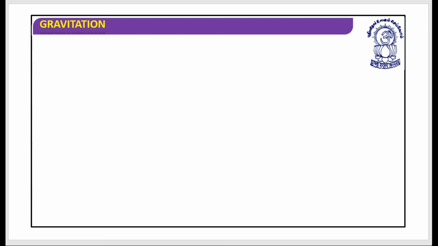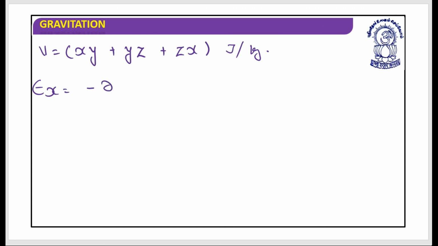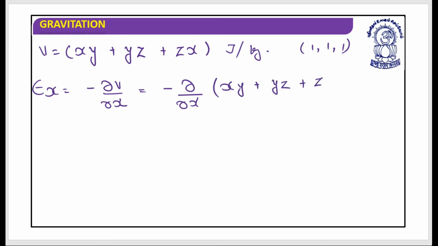Let's have a look. The potential I have been given is xy plus yz plus zx, in joule per kg, and I need to write down first Ex, that is equal to minus del V by del X at (1, 1, 1). This is required at (1, 1, 1). This is equal to minus del by del X of the potential. That potential is given as xy plus yz plus zx.